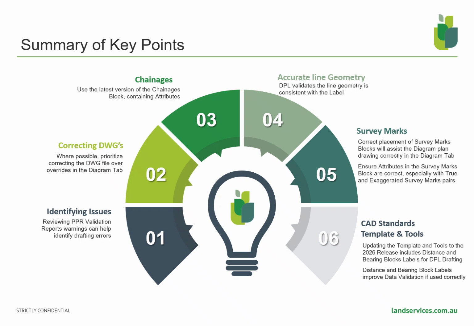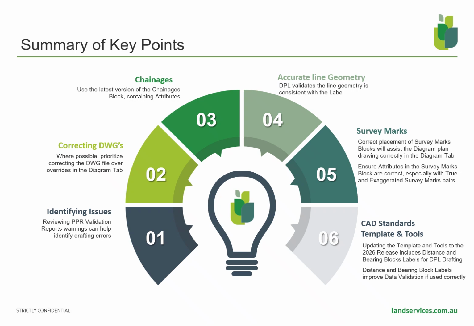In summary, use the PPR validation reports to identify issues early. The warnings are there to help you, so review them before lodging. Wherever possible, fix issues in the DWG file itself, rather than relying on overrides in the diagram tab. Getting the source file right makes everything downstream smoother. Make sure you're using the latest version of the chainages block. Your line geometry needs to match the labels. DPL checks that the labels are consistent with the lines they're associated with.